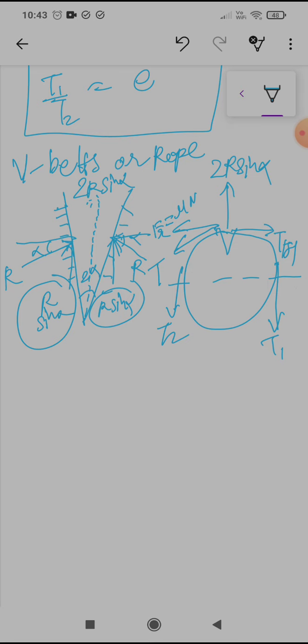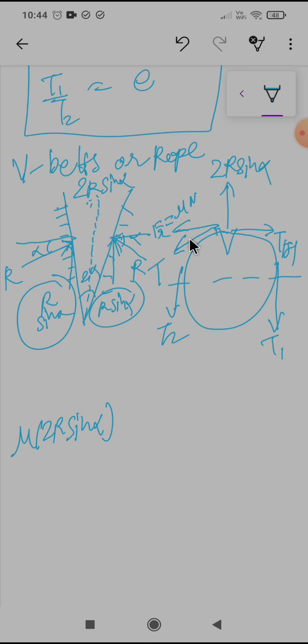So first, let's balance the forces in the normal direction, and tangentially. So on the left side and on the right side, let's balance. On the left side there is a friction force, mu into normal. So what is normal? Normal is 2R sine alpha. So I can write here 2R sine alpha, that is on the left side, and the force that is T.